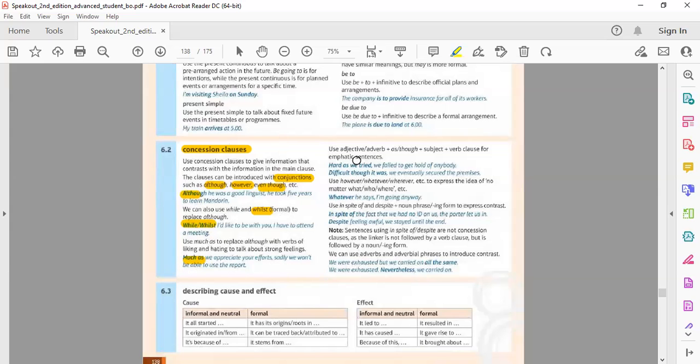We have a similar structure to "much as." It's a combination of an adjective or an adverb plus "as" or "though" plus a subject plus a verb clause. We use this for emphasis, for emphatic sentences. Let's see an example, okay?